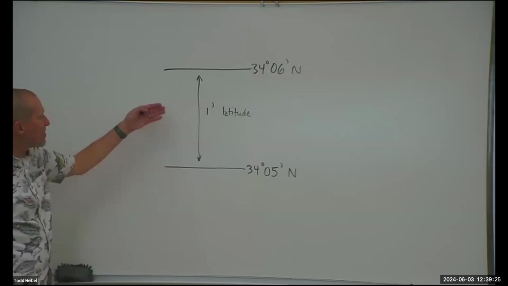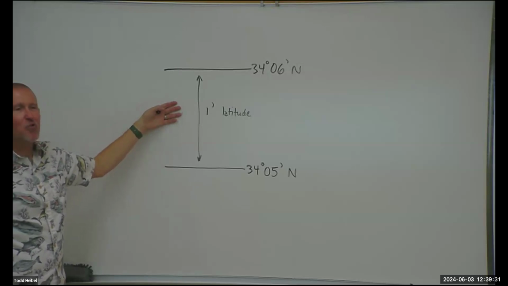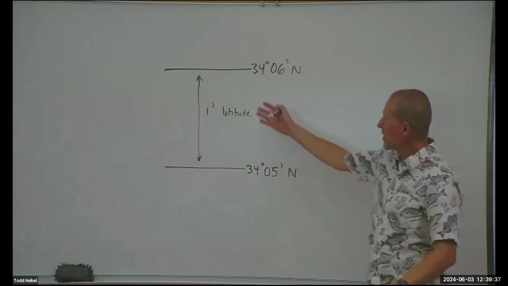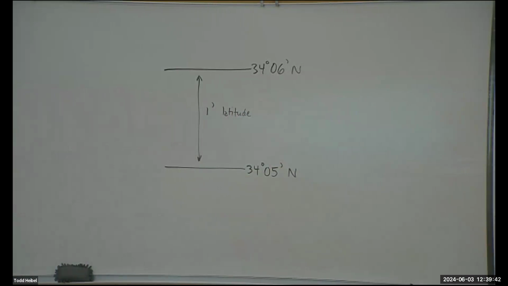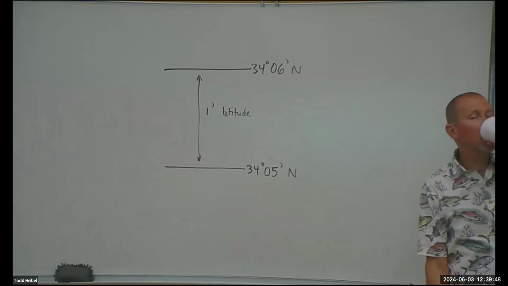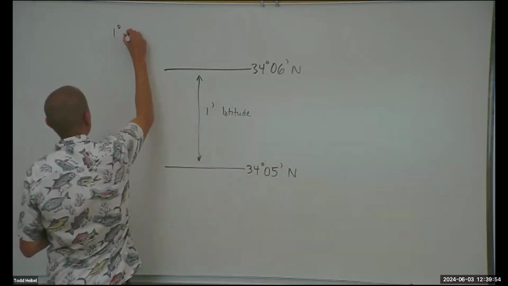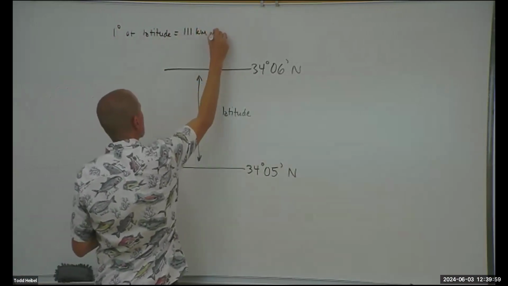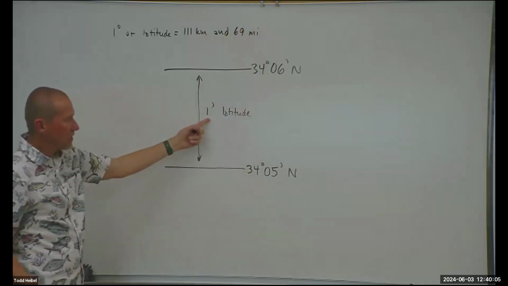So how many kilometers or miles would that be? How would you calculate that? If a degree is 111 kilometers or 69 miles, what would a minute be? What would you do with those values? How many minutes are in 1 degree? 60. So what would we do with those values? If in 1 degree of latitude there are 111 kilometers and 69 miles, how are we going to calculate a minute?